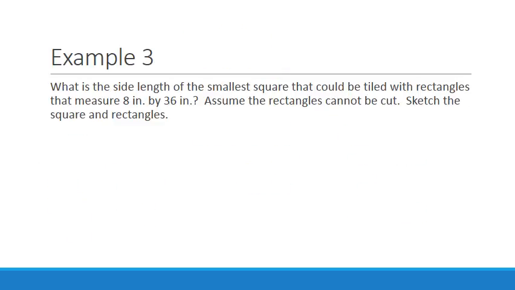All right, example 3 of 4. What is the side length of the smallest square that could be tiled with rectangles that measure 8 inches by 36 inches? Assume the rectangles cannot be cut. Sketch the squares and rectangles. So the sketching is just to try to help you understand what's going on. So what is the side length of the smallest square that could be tiled?